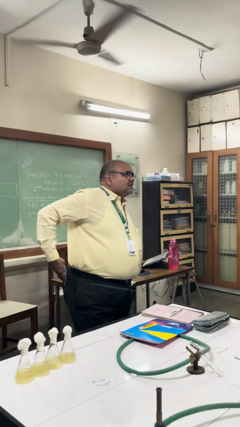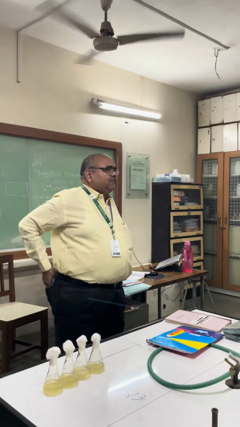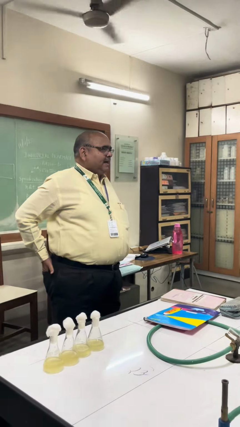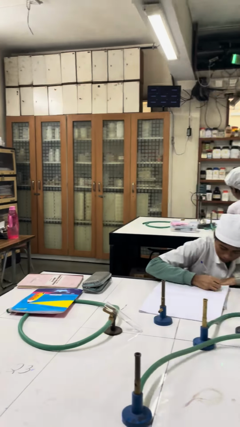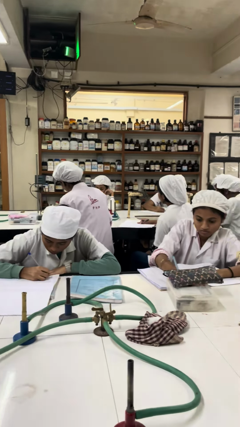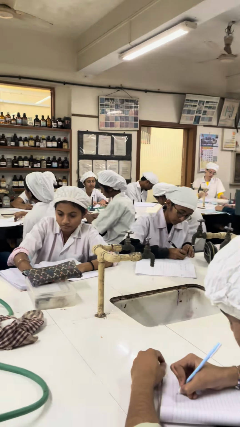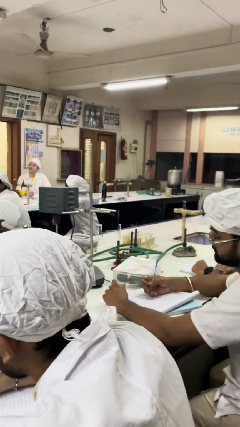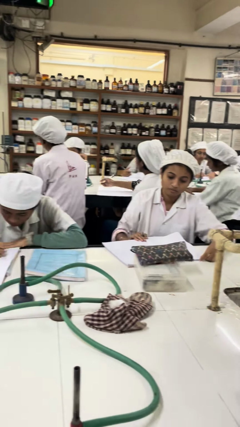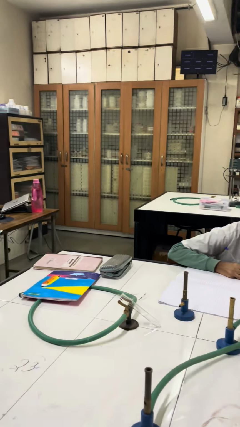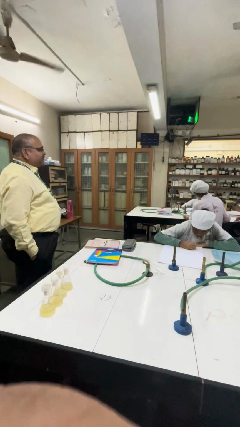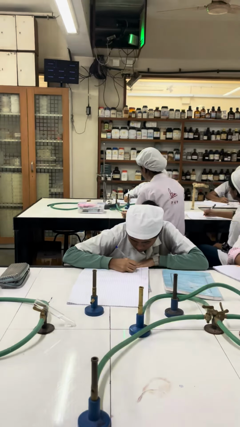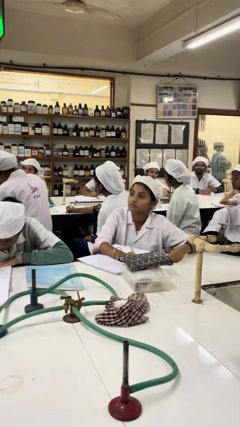Number one is coliform count of water sample by MPN test. The first one is coliform count of water by MPN test. Second one is Amylase test, and another one is nitrate reduction test. Now out of that, the first one is coliform count of water sample by MPN test.